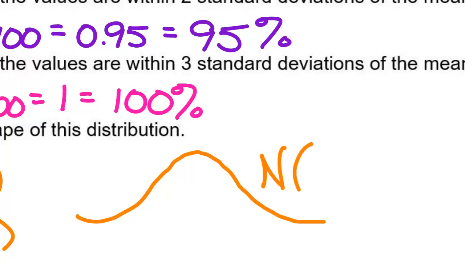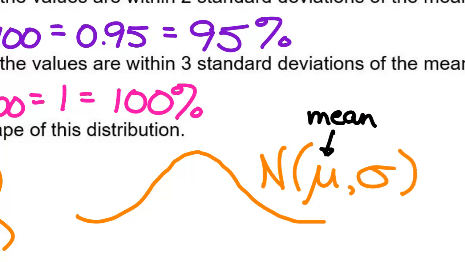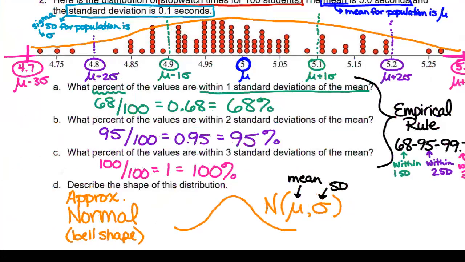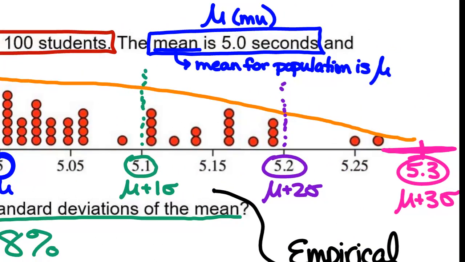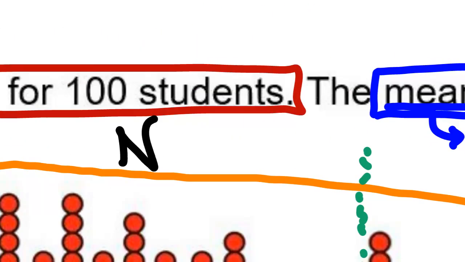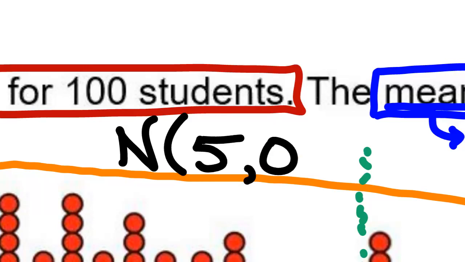And then we have parentheses, and we're going to give some information about this distribution. We're going to give the mean first, and then we're going to give the standard deviation. So for this graph up here, I would label this with a capital N, and then I would put the mean of 5 and the standard deviation of 0.1.